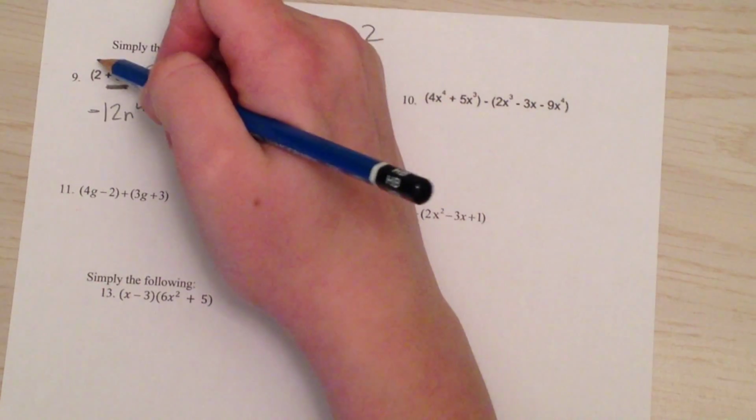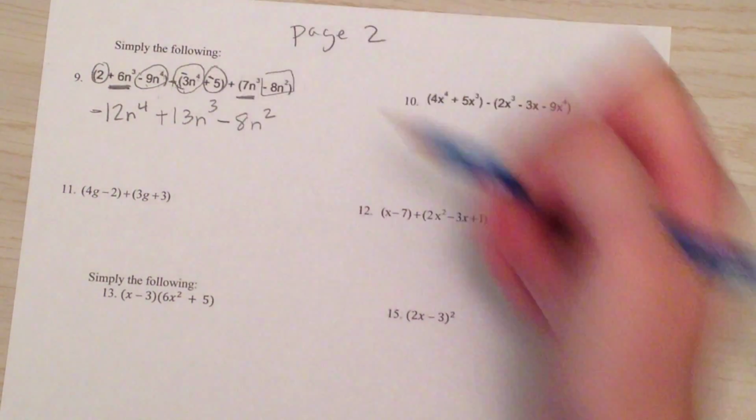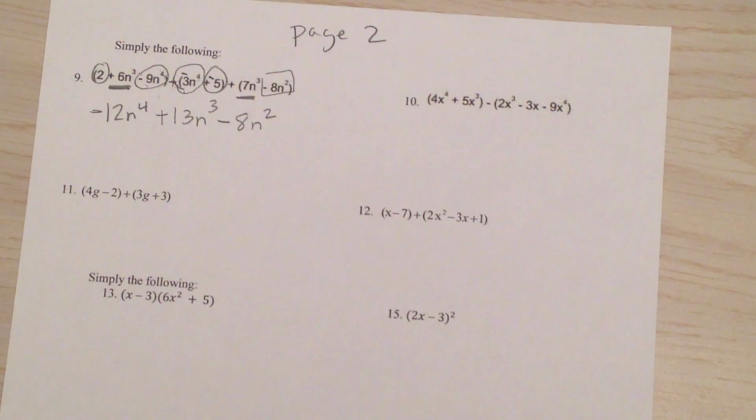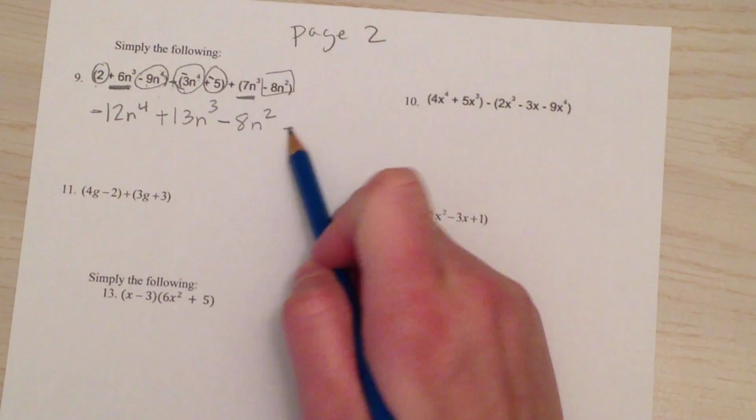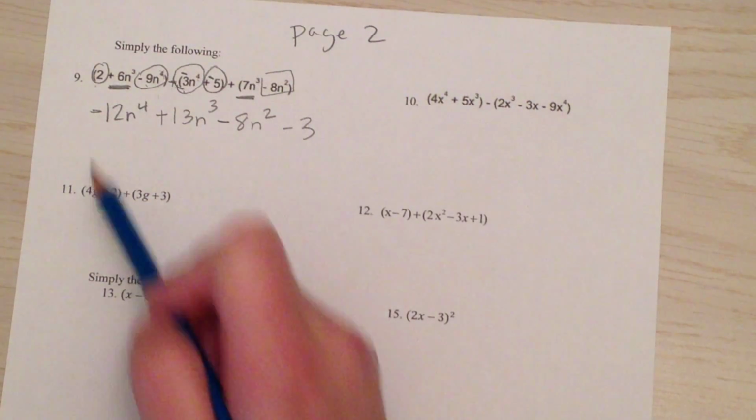Last thing, I have some constants. That means a number without a variable. So I can just add those together as well. So positive 2 plus a negative 5, that is negative 3 altogether. And there you go, that one's done.